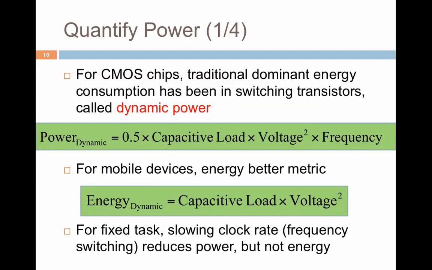So if you look at quantifying power, and this is what we saw, the dynamic power is a function of capacitive load, the voltage squared, and the frequency. So what are the terms that we could do to reduce this dynamic power? Because power is a big component of our system, right?